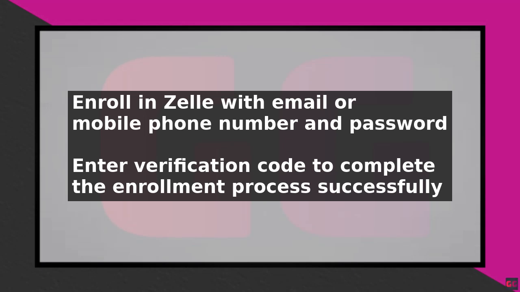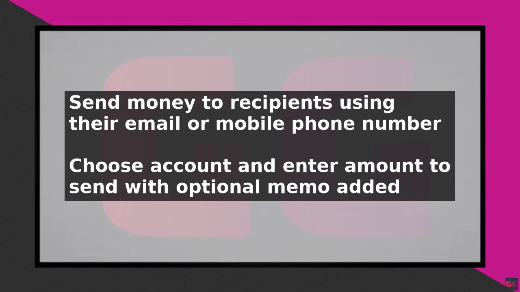After enrolling, you can send money to friends, family, or people you trust to send money. Select Send Money with Zelle and enter the recipient's email address or mobile phone number. Choose the account you want to use to send the money from. Enter the amount you want to send, and add a memo if desired. Review the transaction details and select Send.